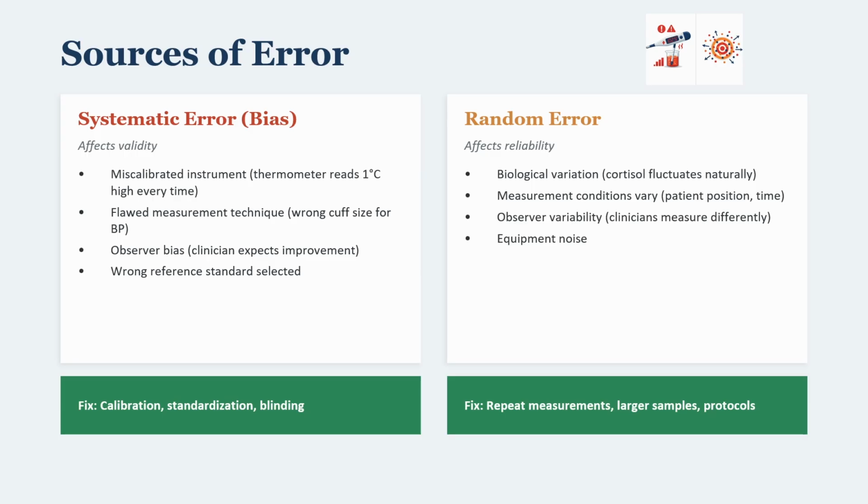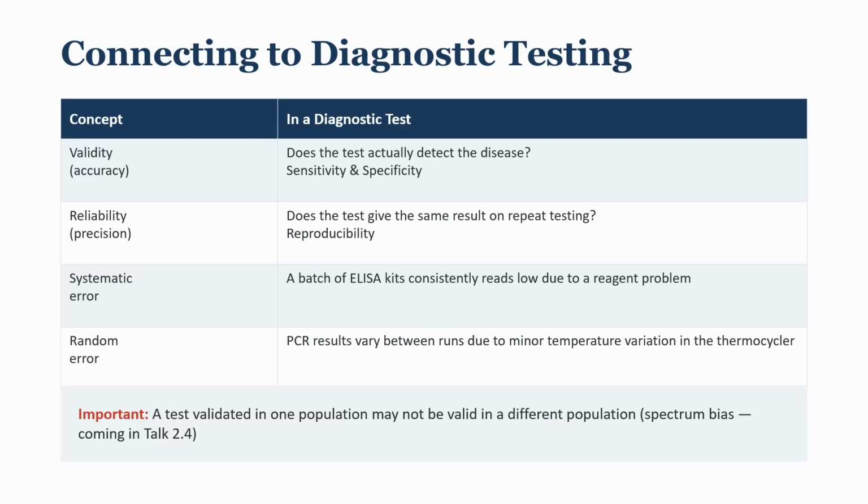Understanding which type of error you're dealing with matters enormously when you're reading research. A study that doesn't blind its outcome assessors has a systematic error problem. Validity is threatened. A study with a small sample size has a random error problem. Reliability and precision are threatened. These require different solutions.